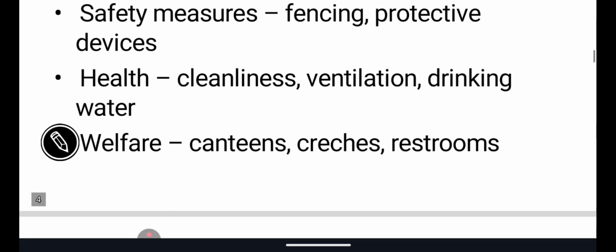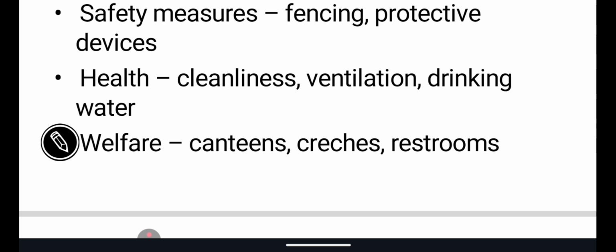Next, health: cleanliness, ventilation, drinking water. This is also one of the most important things. We know that cleanliness and hygiene are important for human beings to survive in a surrounding. Without good cleanliness and hygiene, it's not possible to survive in a surrounding. Ventilation is also very important. If you have a home that does not have any ventilation, you are going to feel suffocated.